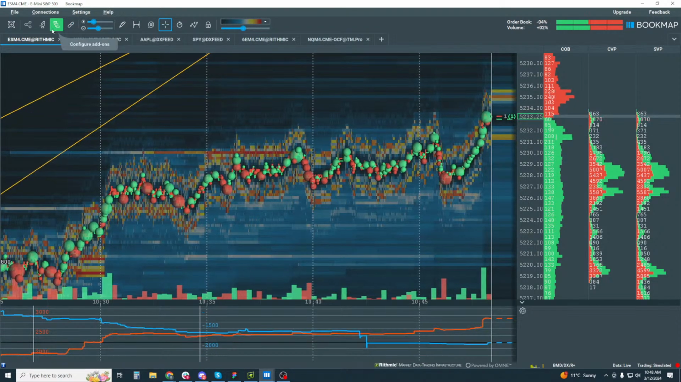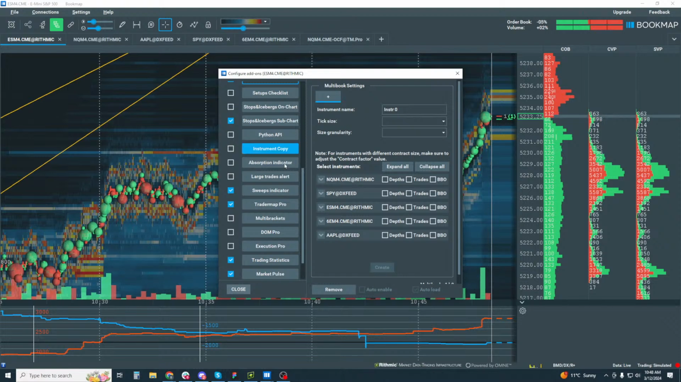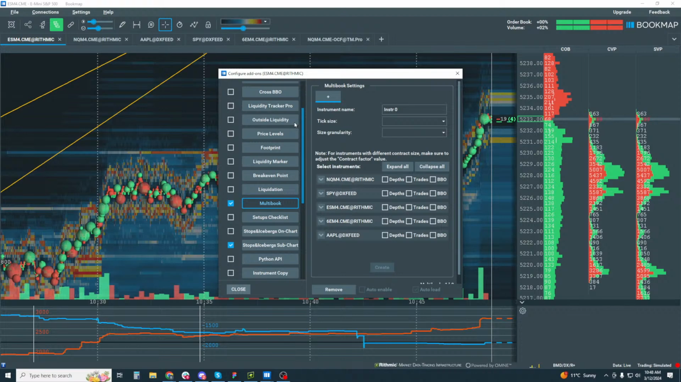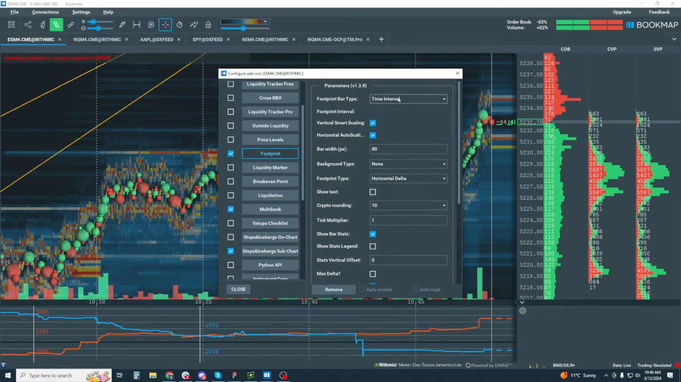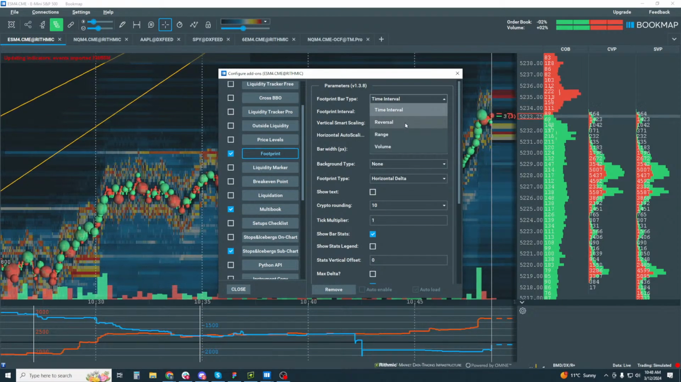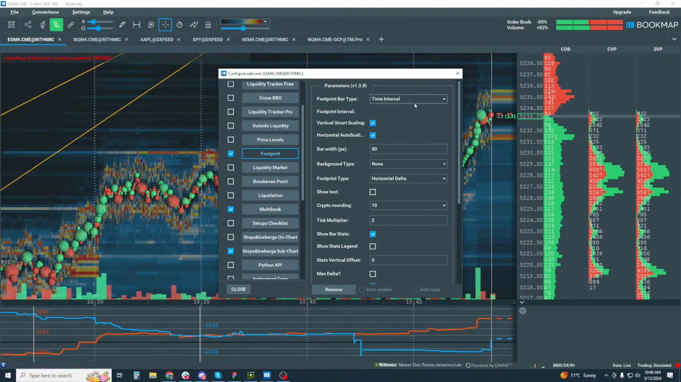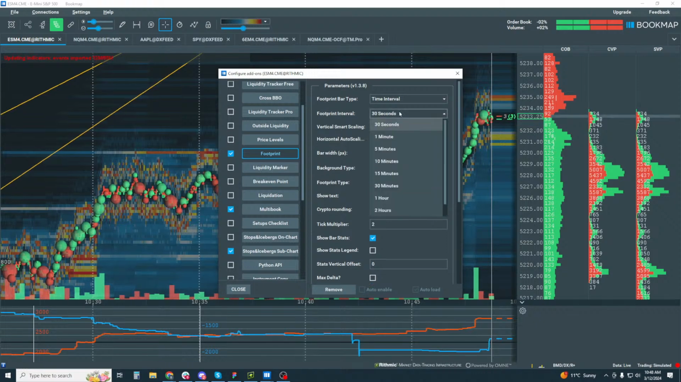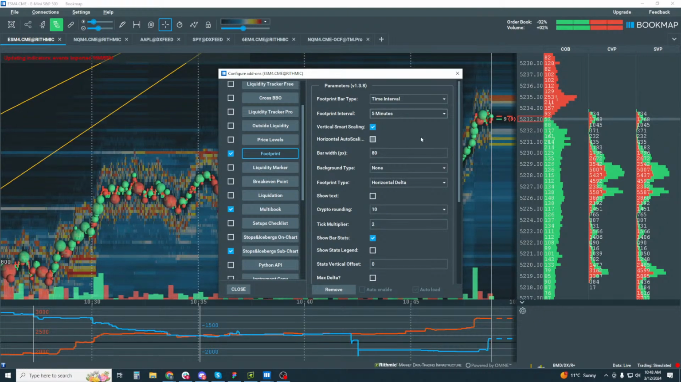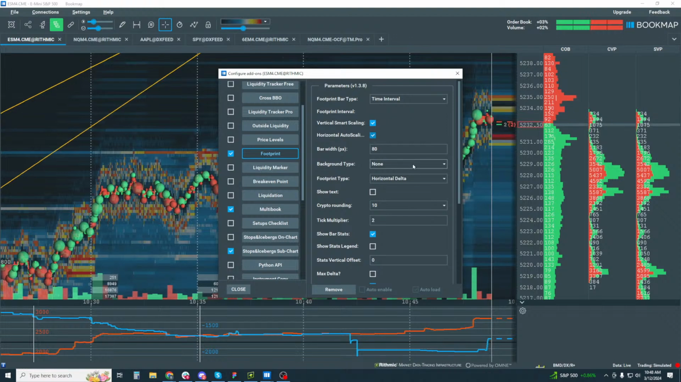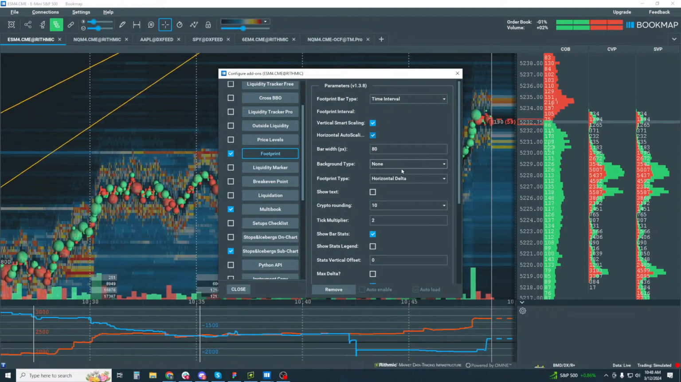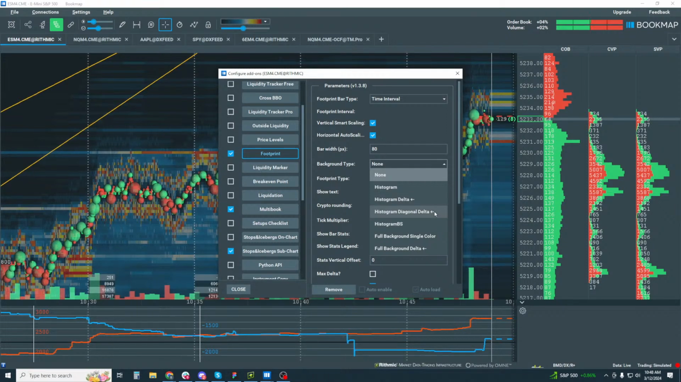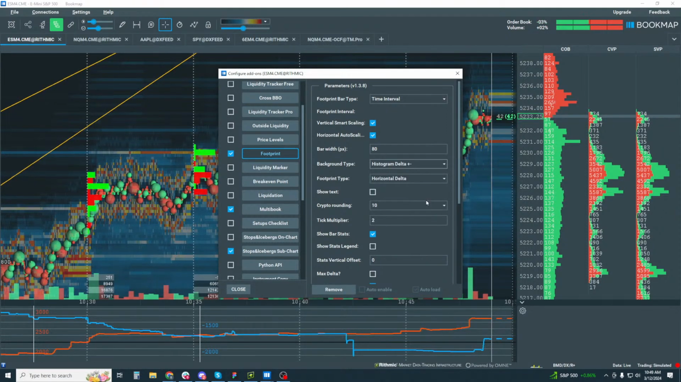How else can we do it? Well, we can use the new footprint tool here, and I can show you this. You can choose a time, we'll use time interval here. If you want to look at a specific time interval, let's say 5 minutes. There you go. And then we're going to draw it on the chart. Background type, let's look at our histogram delta. There's our profile.